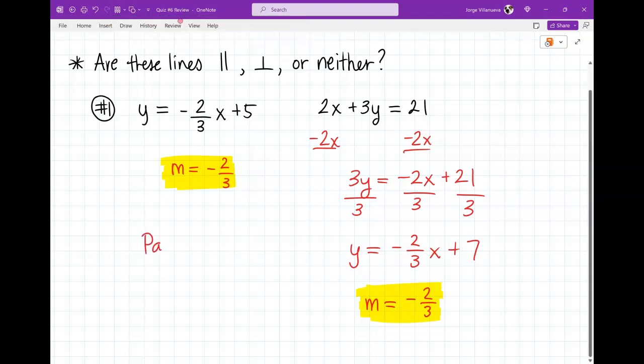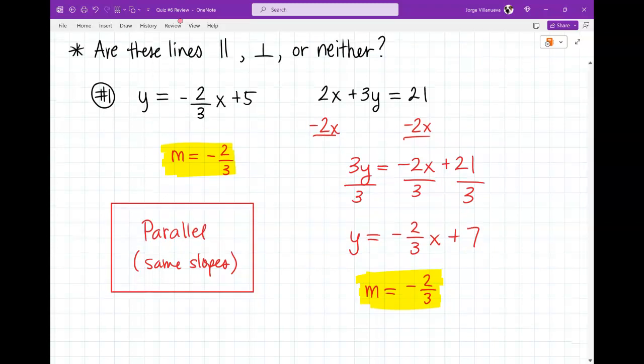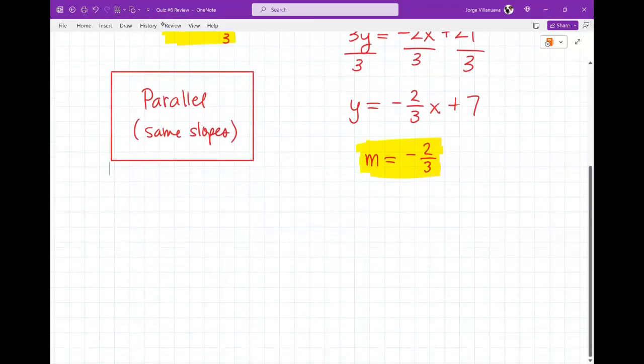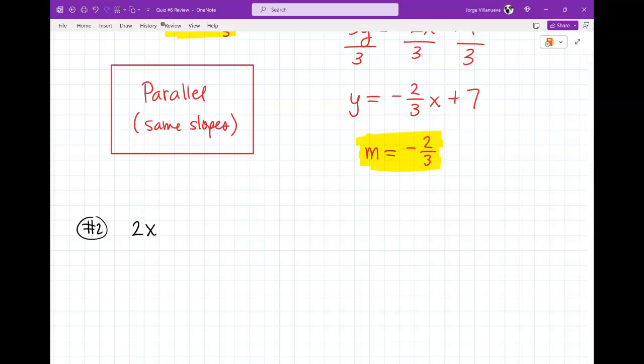So I'm going to put parallel. Okay, so we'll put same slopes. Are we okay with that one? So if they're the same, we got parallel lines. Okay? Let's try one more, and then we'll move on. Let's try this.